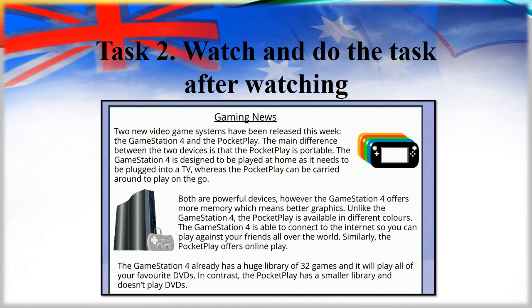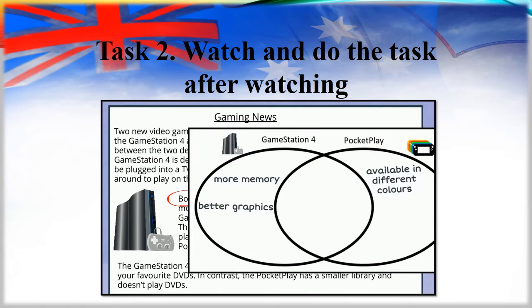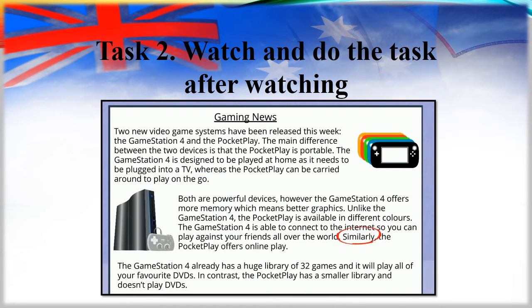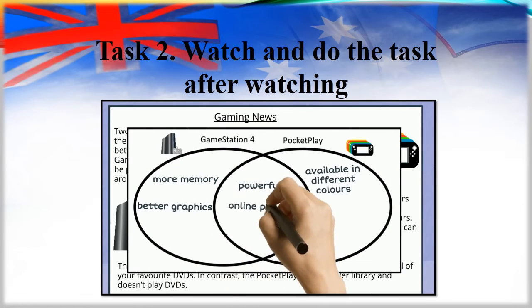Here's another signal word, both. It tells us that there is a similarity. Can you see what it is? They are similar in that they are both powerful. I also found the word similarly. This word tells us that the author is highlighting how the two systems are similar. They both have online play.